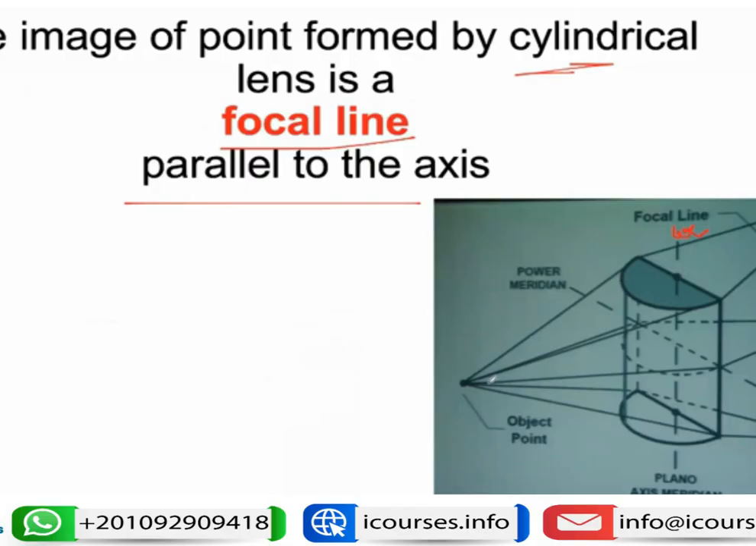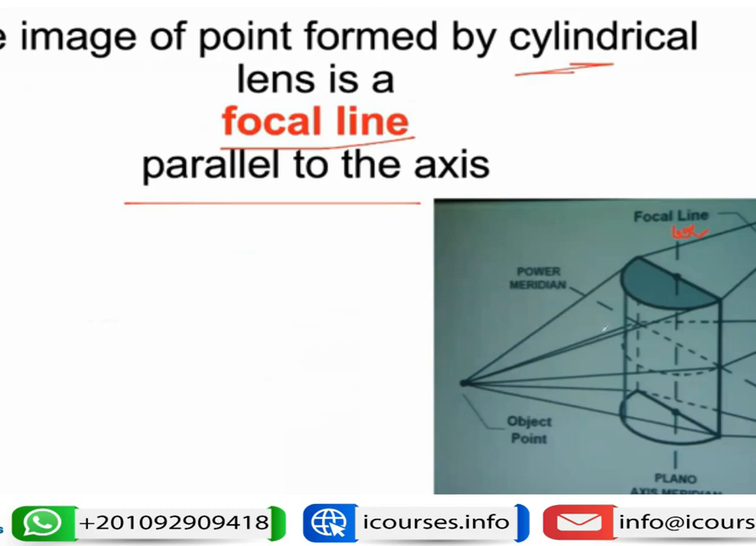Each time the horizontal rays pass through this convex cylinder, it will make a point, and another point, and another point. The junction of all these points will make a line. This line is parallel to the axis of the cylinder.